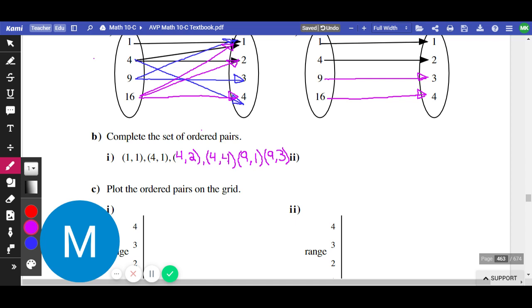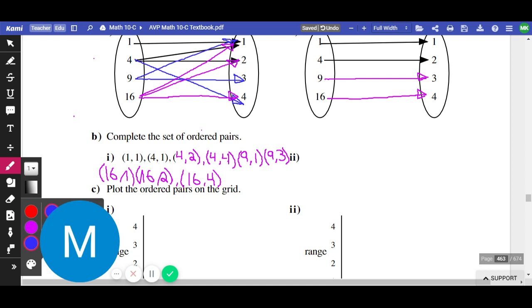For the bottom number, if we look at 16, we have 16, 1. That's an ordered pair. I have 16, 2 as an ordered pair. And I have 16, 4. Fantastic. Look at the second set of ordered pairs, and we want to write these things all out.